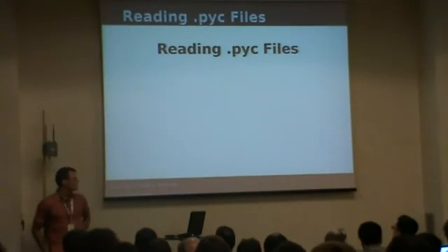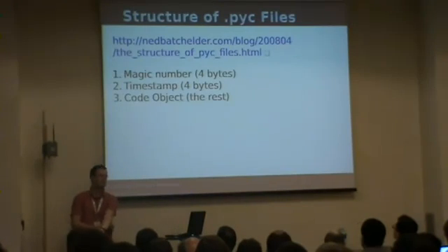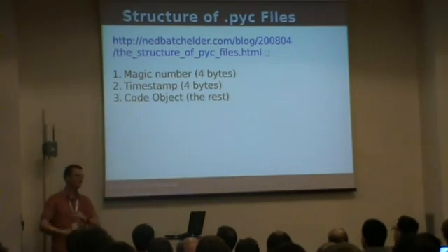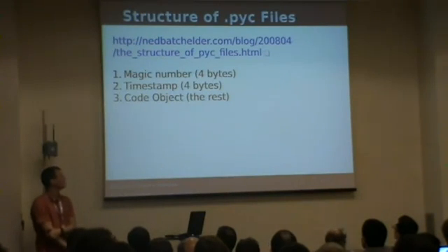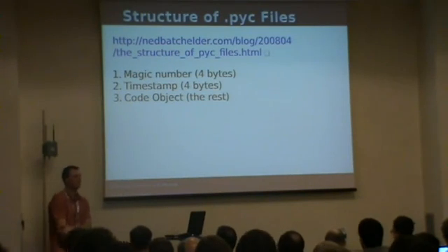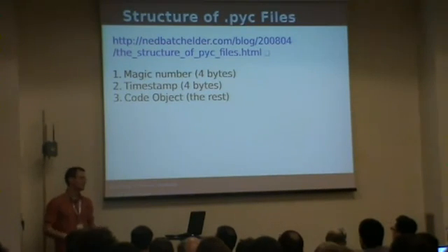So how do you read a .pyc file? Well, in the old days, you'd read the source and figure it out. Nowadays, you just look on the internet for your question, and someone else has figured it out already. There's a very good article about the structure of .pyc files. And essentially, it's really simple. It's a magic number, a timestamp, and a code object, which is the rest of the file.